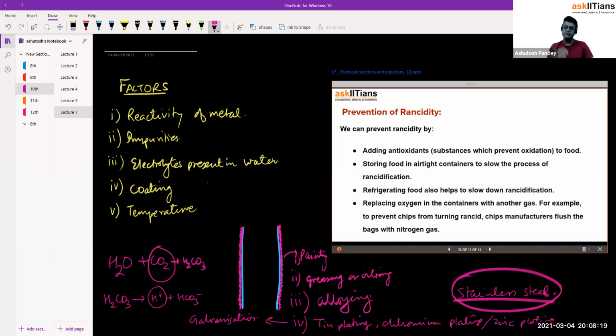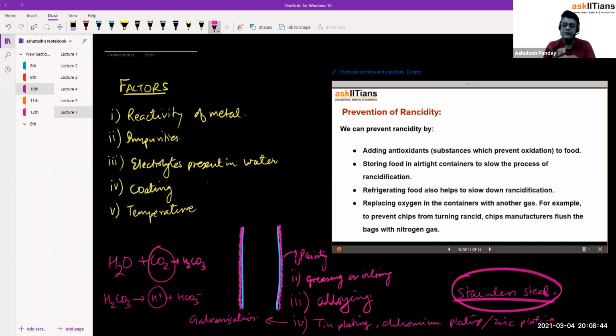Third, refrigerating food also helps to slow down rancidification. Why refrigerating food? By decreasing the temperature, we are decreasing the rate of reaction. At lower temperatures reactions slow down, and that's why refrigerating the food also helps to slow down the rancidification process.